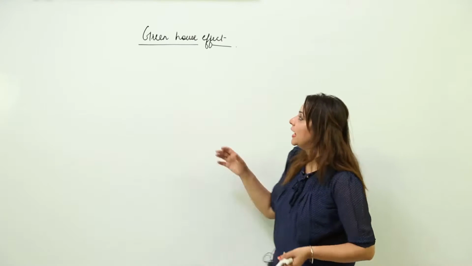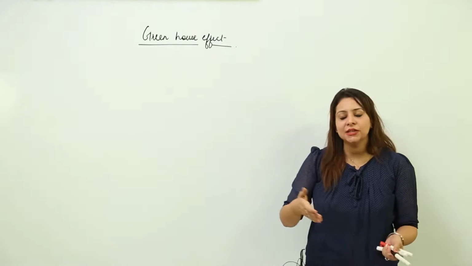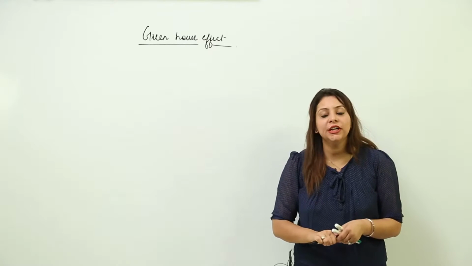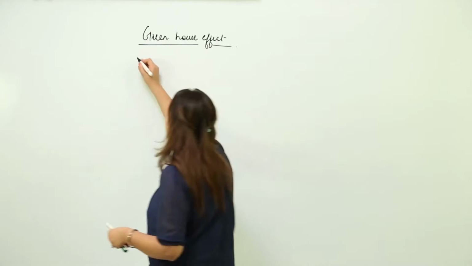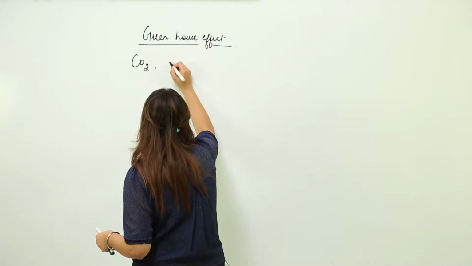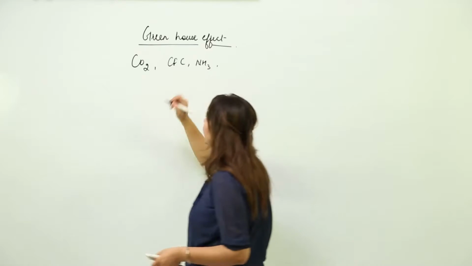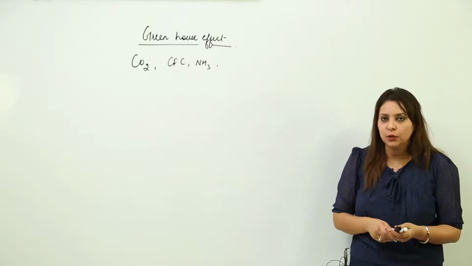Now we are going to start with the greenhouse effect. There are many gases, as we discussed in air pollution, and the major consequence of air pollution is again the greenhouse effect. Many gases like CO2, CFC and ammonia are causing the greenhouse effect. So in this topic we are going to discuss what actually a greenhouse effect is.